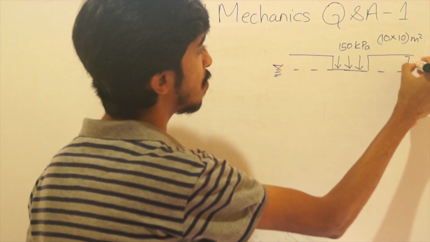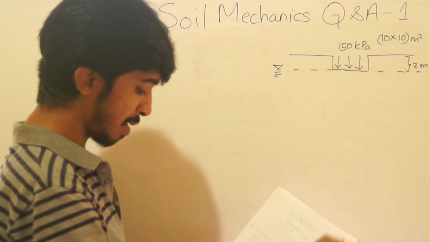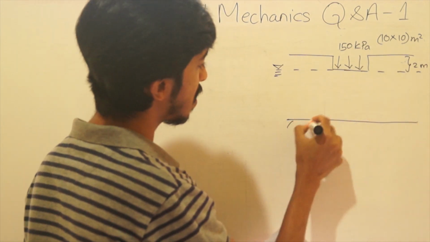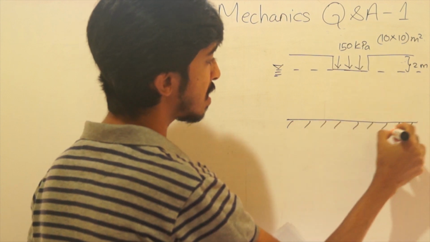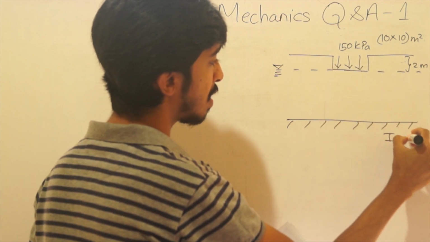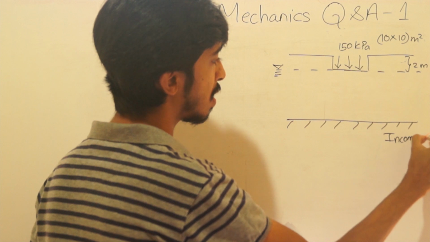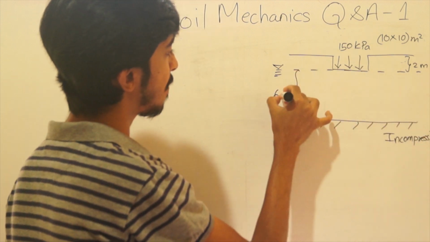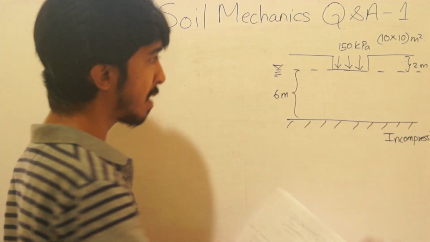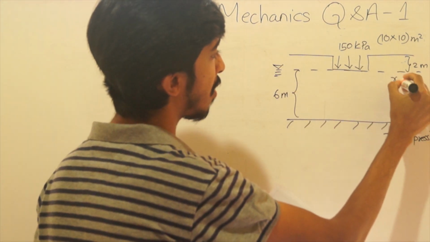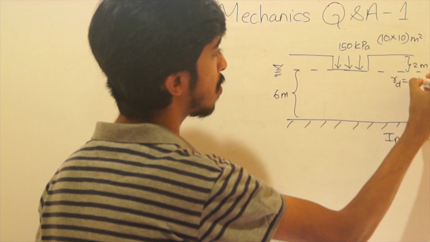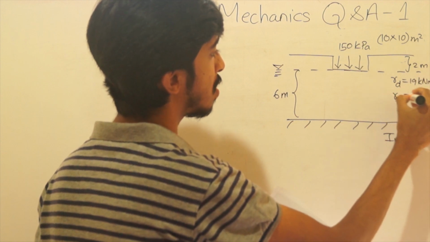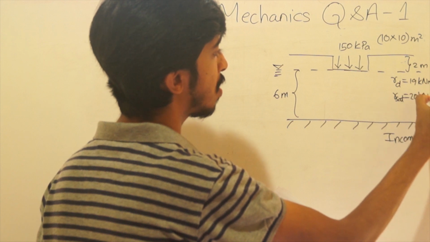So this is 2 meter, and the clay layer extends up to here. Beneath this, it's an incompressible portion. Here it's 6 meter, and the data given for us are gamma dry is 19 kilonewtons per meter cube, gamma saturated is 20 kilonewtons per meter cube.